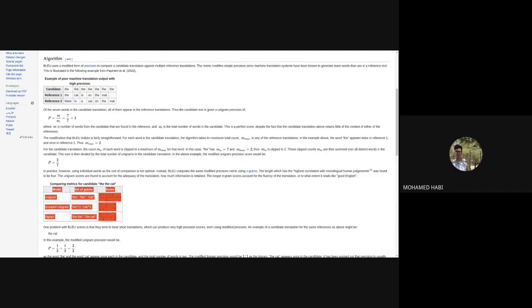So just wanted to add, here we are just counting the words that appear in the references. We don't add the positions. This is the weak thing in BLEU score, because the same words in different positions may not mean the same thing. That's the problem with BLEU score.